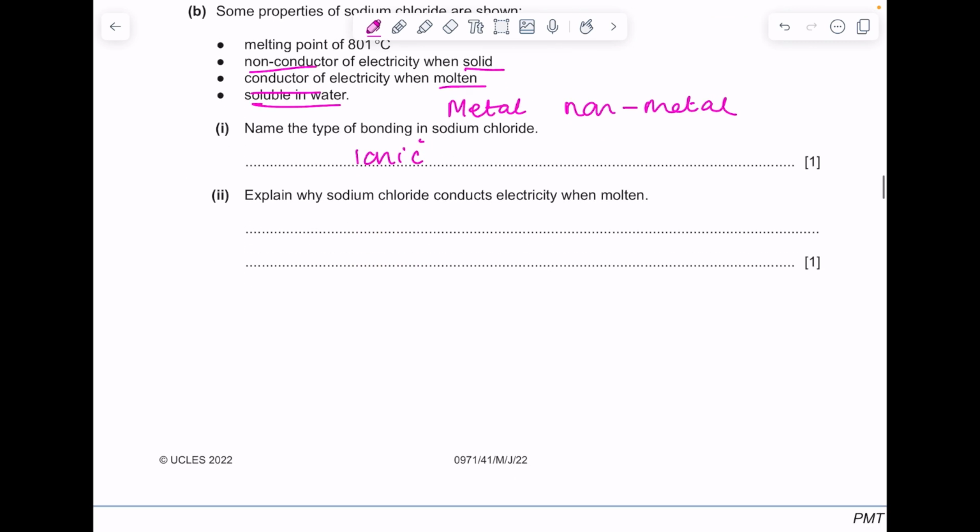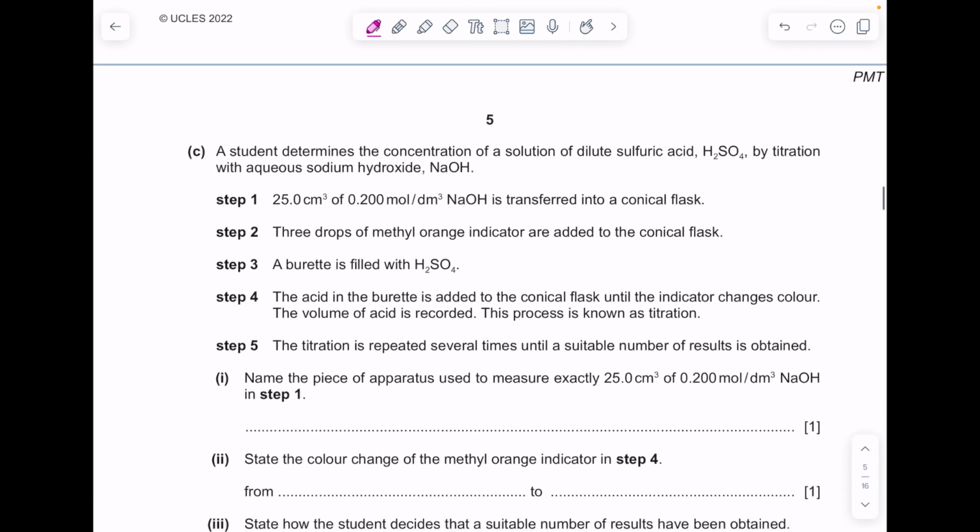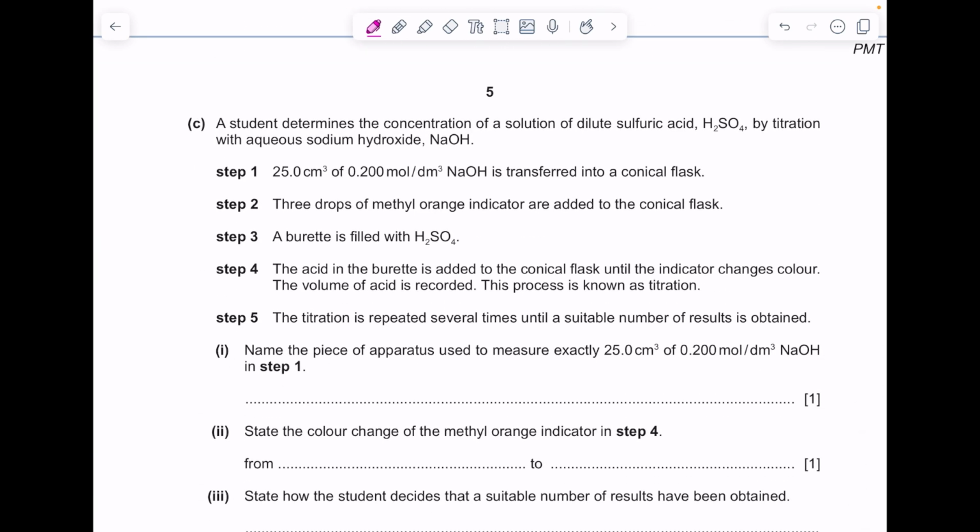Explain why sodium chloride conducts electricity when molten. Simply because the ions are free to move, unlike in its solid version where they're not free to move, hence why it doesn't conduct. A student determines the concentration of dilute sulfuric acid by titration with aqueous sodium hydroxide.